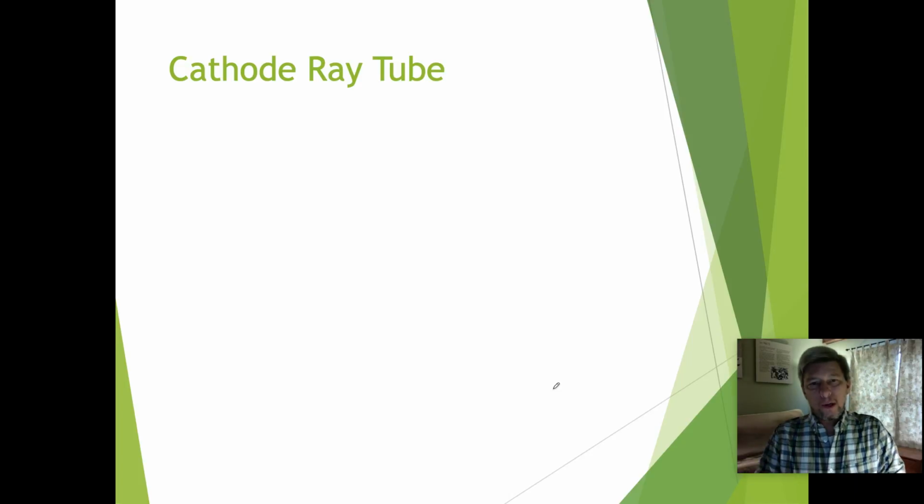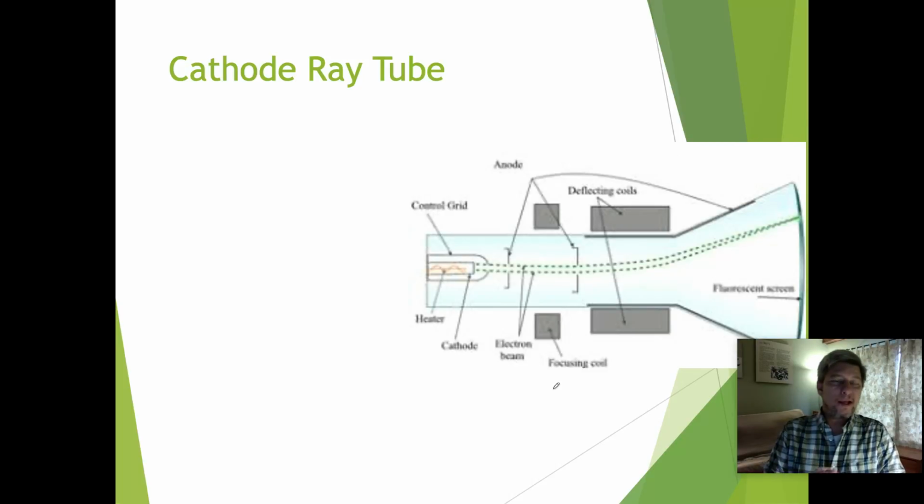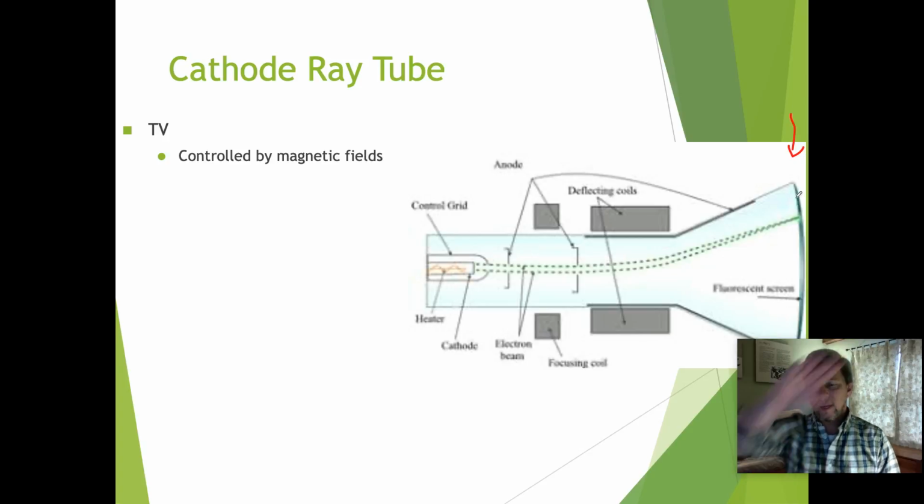Now, this brings us to a discussion of a technology that is rapidly becoming obsolete, and that is a cathode ray tube. If you've got an old TV in your house or even an old computer monitor, this is how that thing produces an image. All right. We start out with a fluorescent screen on the outside, and notice that it's got a concave shape. It curves around.